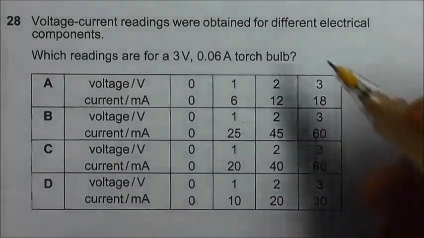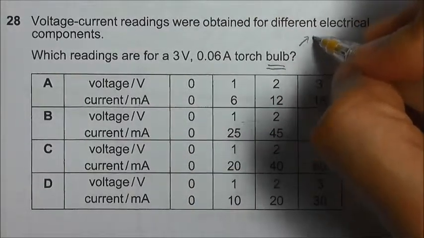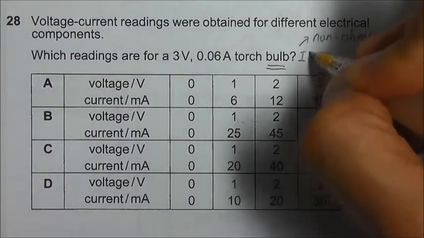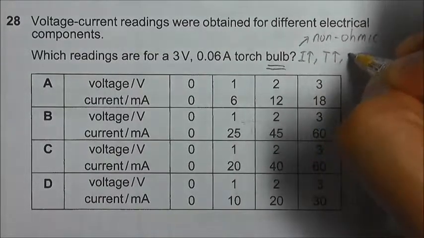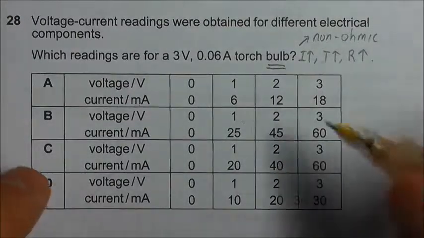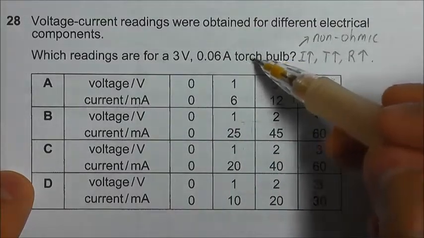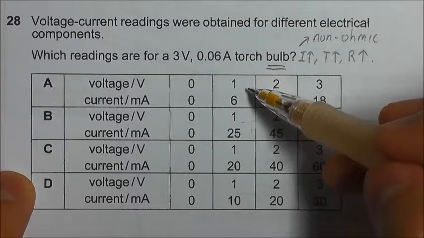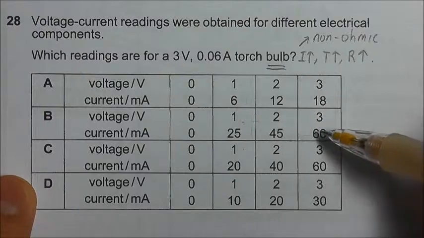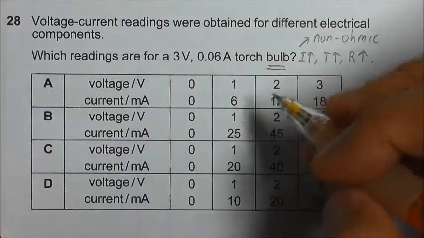Okay, for this question, the keyword is bulb. For a filament light bulb, it is non-ohmic. So as the current increases, the temperature will increase and the resistance is going to increase. To find out which of the options is actually the reading for the torch bulb, we just calculate the resistance for all the values and see which option exhibits a change in the resistance, and that must be the reading. Okay, let's do it for option A.